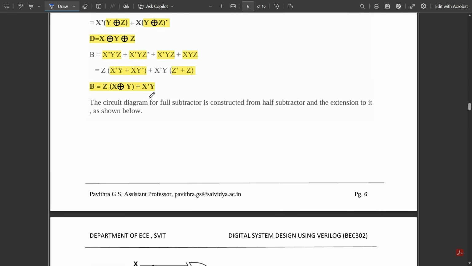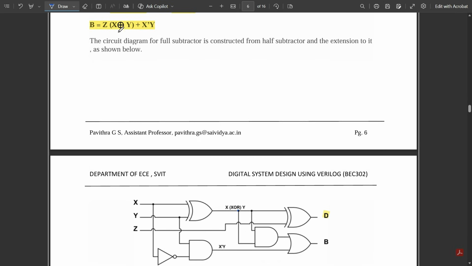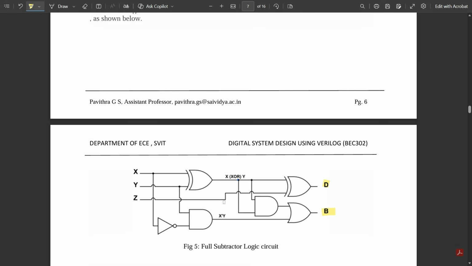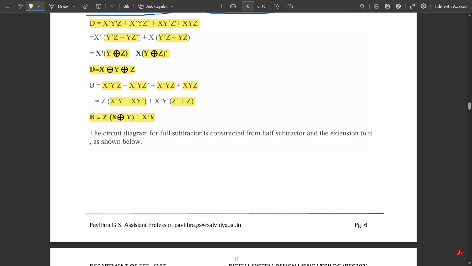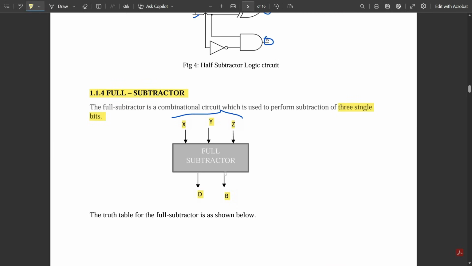Then since you are having plus x bar into y, this is x bar and this is y, so these two are given again to one AND gate, and altogether this is given to the OR gate because these two are getting added up. So that's why we would be getting the final borrow expression, and like this the logic circuit for the full subtractor is constructed. So this is the logic circuit, difference and borrow expressions, truth table, and the definition of a full subtractor, as I've told you.